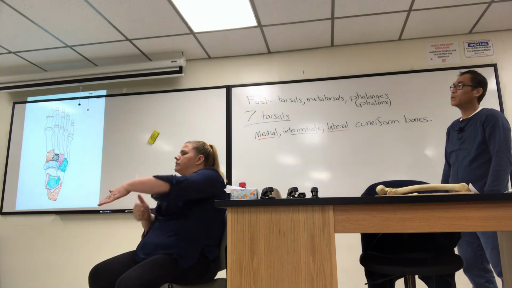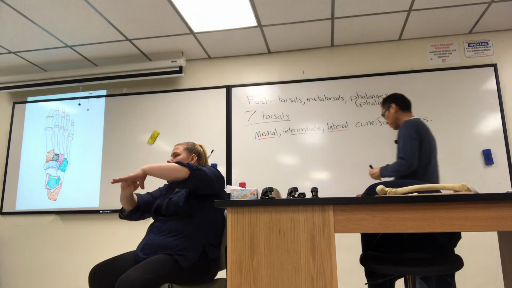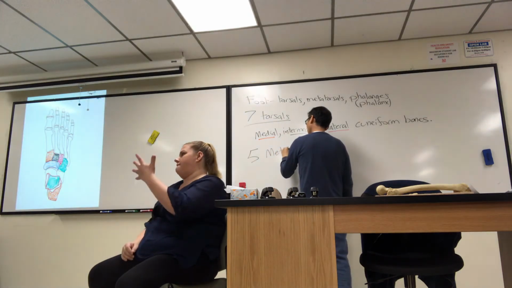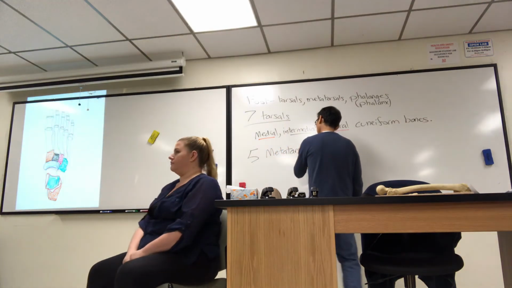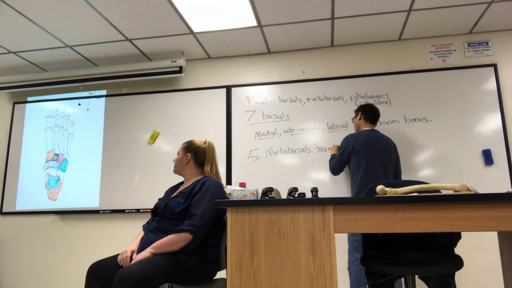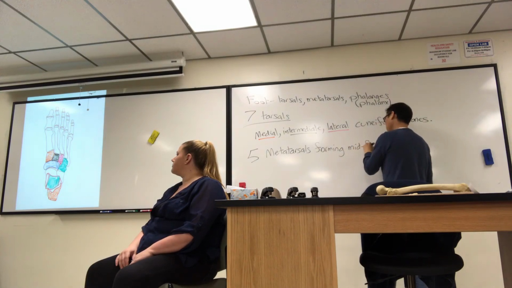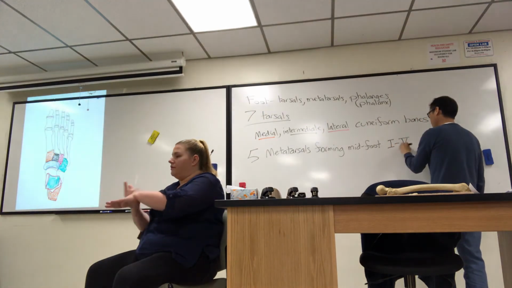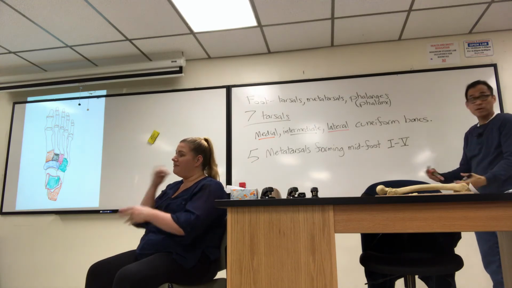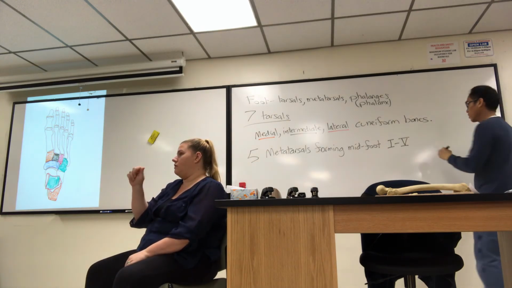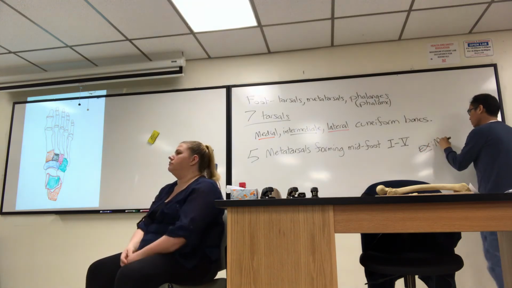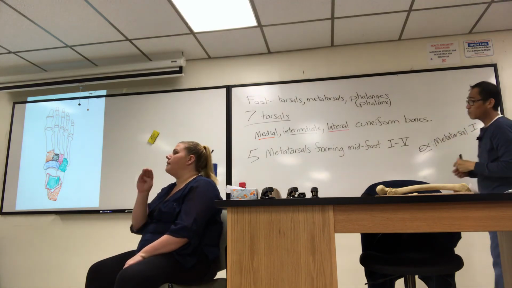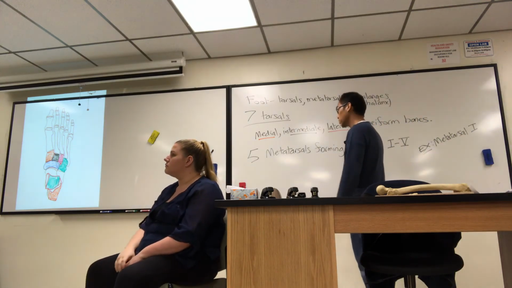midfoot, forming the arch of your foot with the tarsals, is the metatarsals, and we have 5 metatarsals forming midfoot. And they're numbered metatarsals 1 to 5. The proper way to name it is, if it's a metatarsal, let's specify which one of the 5. For example, if you have to identify it, metatarsal 1. How about I color blue?